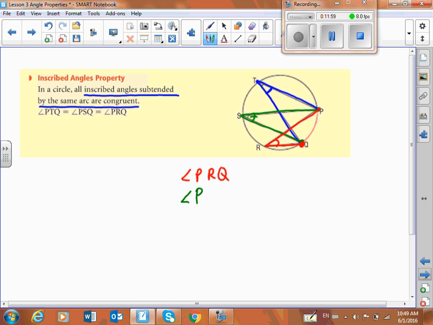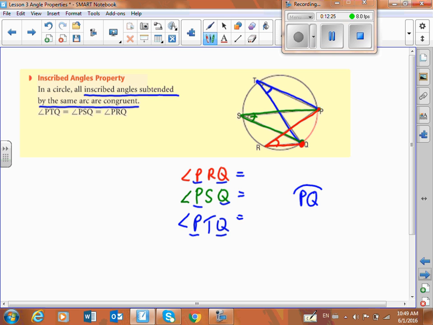P, S, Q. That was my green angle. And P, T, Q. That was my blue angle. These are all equal to each other. Notice again, P and Q have those common endpoints. They're subtended by arc PQ.